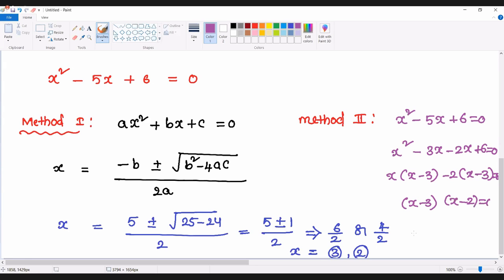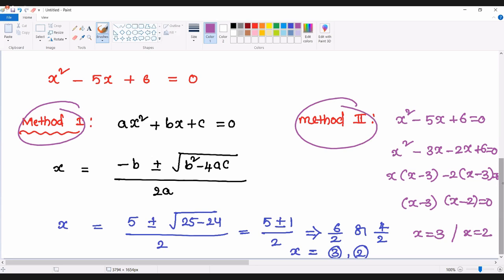So from this, x is equal to 3 and x is equal to 2. These two are the values of x. So this is the conventional approach of solving. Either it is method 1 or method 2, both are conventional approaches of solving.